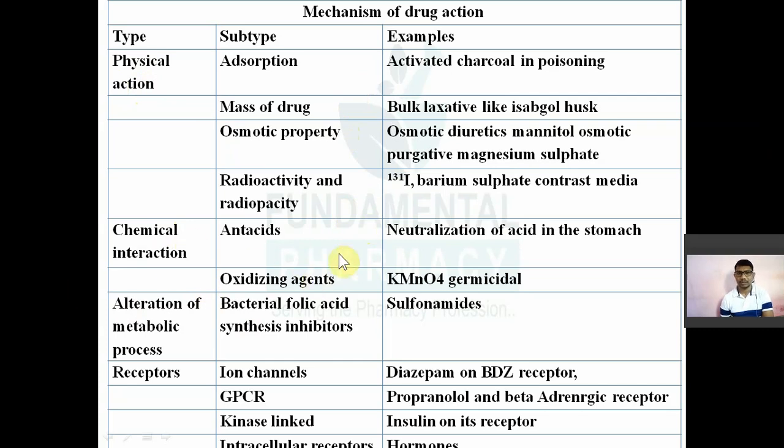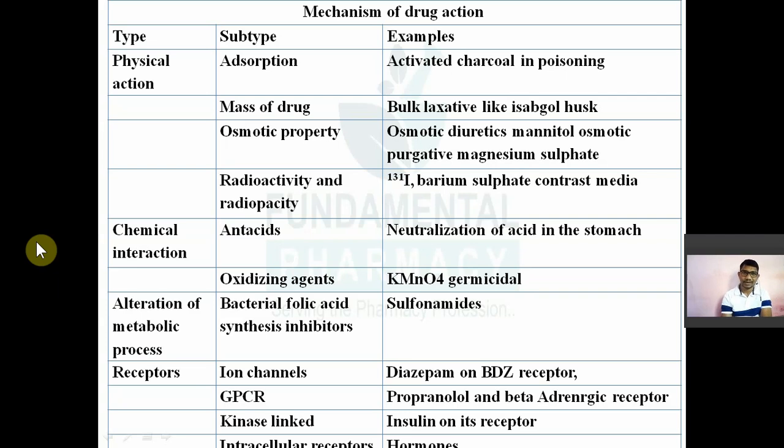Now chemical interaction. For example, take an example of antacid. Suppose that you are suffering from acidity and you are taking sodium bicarbonate, aluminum hydroxide gel, magnesium trisilicate. So these chemicals are chemically reacting with the acid in your stomach. They are neutralizing the acid. There is a chemical reaction, that's why. So antacids neutralize the acid in the stomach by chemical interaction.